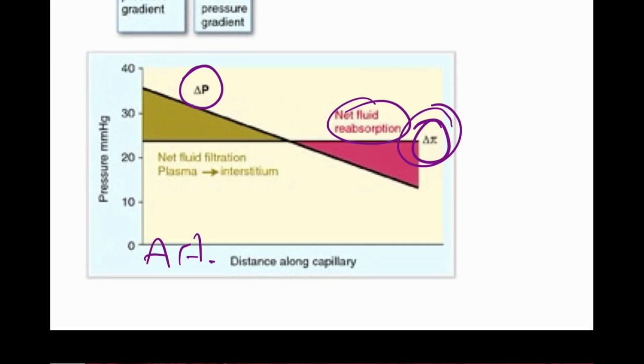So when you're studying this section, just remember, is it a push or is it a suck? Is hydrostatic pressure winning? It's going to push. If oncotic pressure is greater, it's going to suck fluid back in.